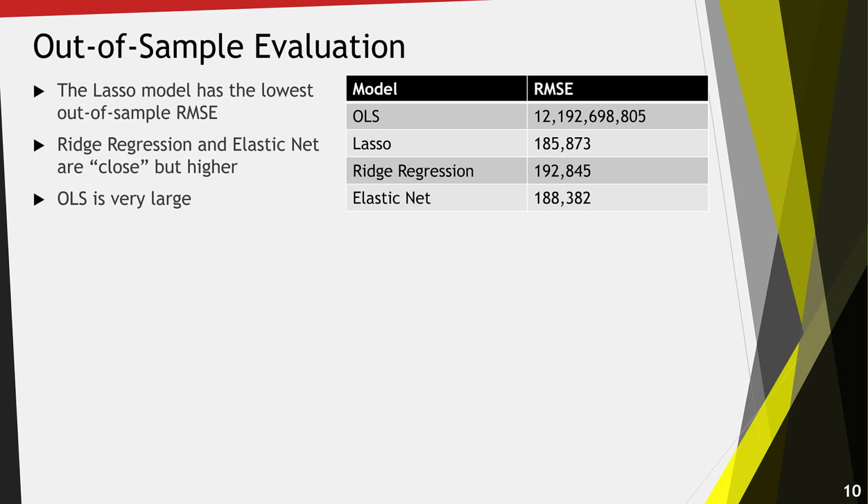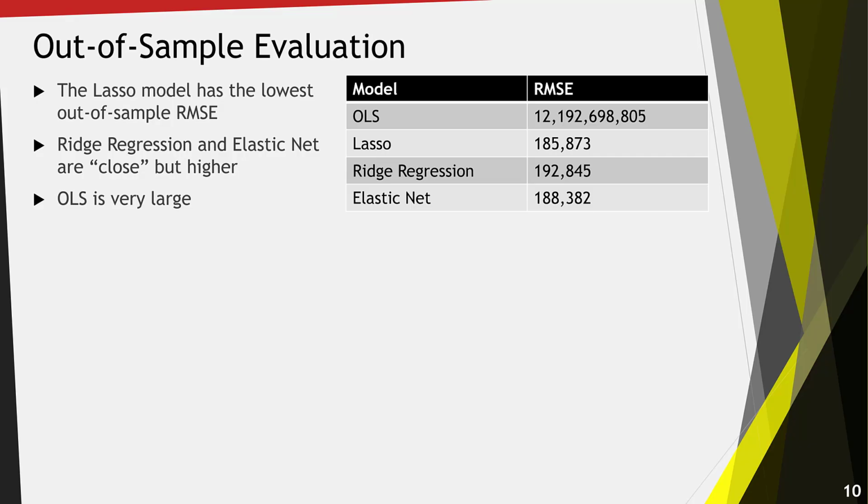I've reproduced those numbers here. Ordinary least squares has an out-of-sample root mean square prediction error of 12,192,698,805. Lasso is 185,873, ridge regression 192,845, and the elastic net 188,382. Out of all of these, we'd probably prefer the lasso model because it has the lowest value of the out-of-sample root mean square error. Ridge regression and the elastic net are both pretty close, but a little bit higher.